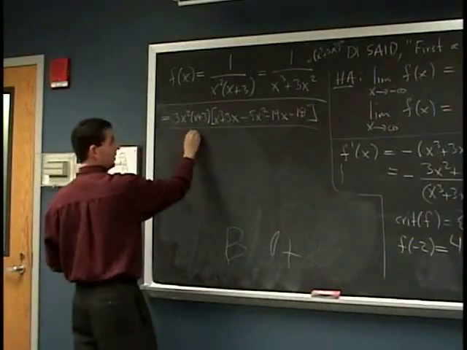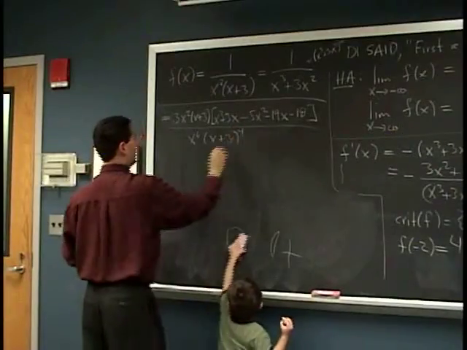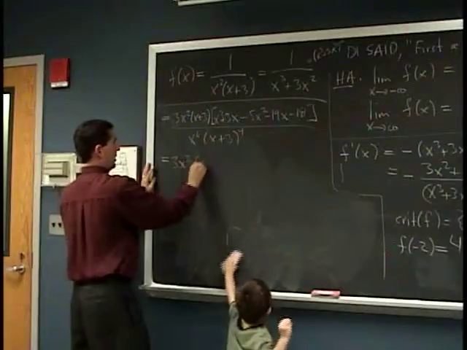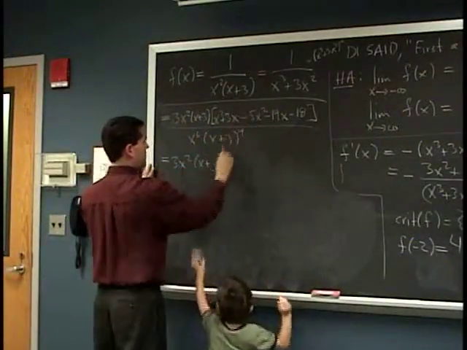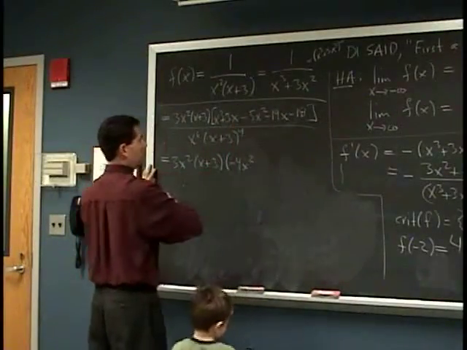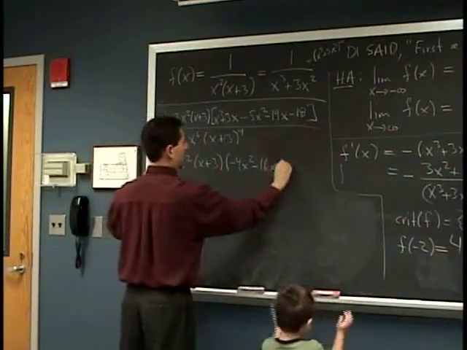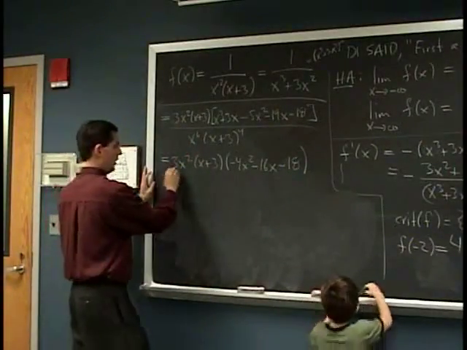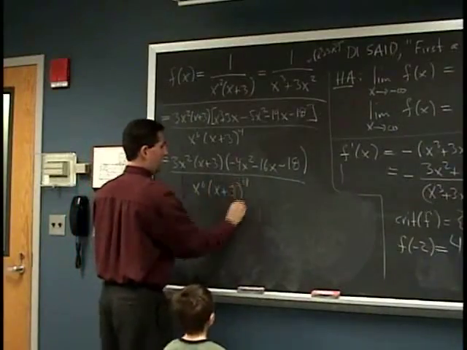Did I leave out anything? Okay. So 3x squared, x plus 3. Okay, so I have x squared and minus 5x squared is minus 4x squared. And then I have 3x and minus 19x is minus 15x. And then that's it, just minus 18, over x to the 6 times x plus 3 to the 4th.